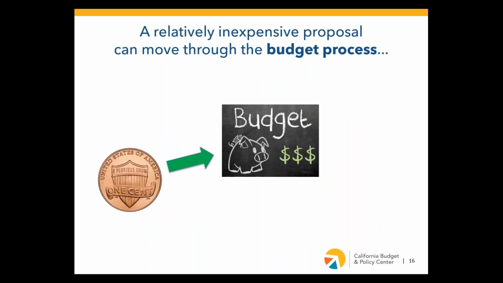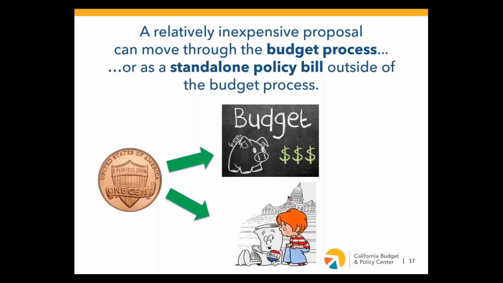So if we start with relatively inexpensive proposals, and I'll get to a little later on what I mean by relatively inexpensive, we can see that they can move either through the state budget process or they can move as a standalone policy bill outside of the state budget process. Just a couple key points about standalone policy bills that would increase state costs yet move outside of the budget process.